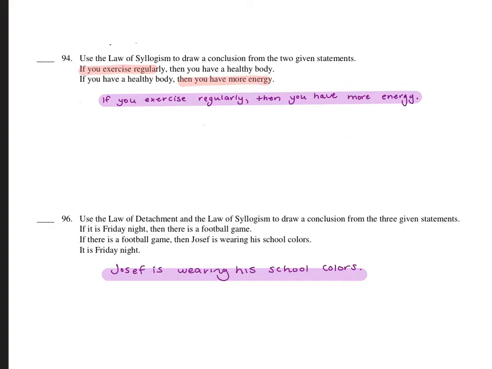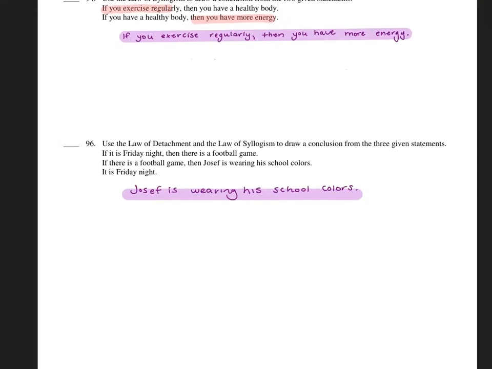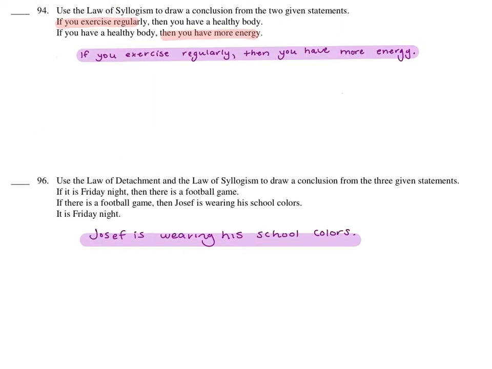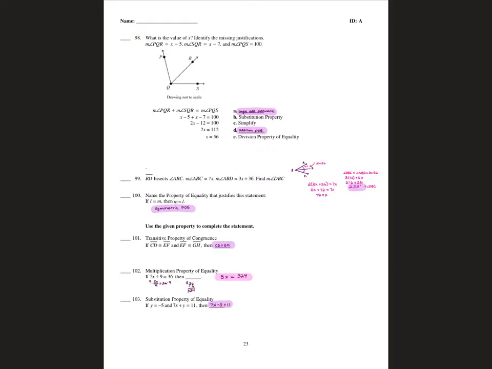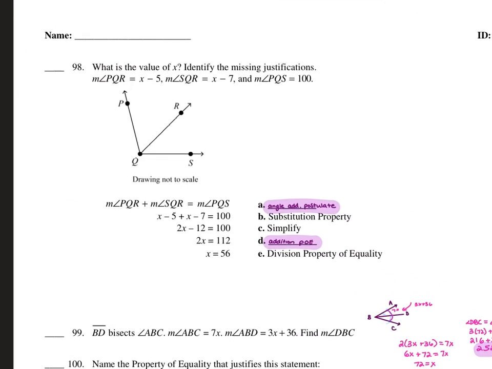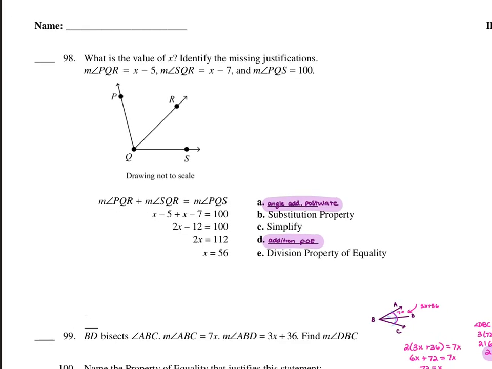If it's Friday night, then he's wearing his school colors. Questions on those? Okay, that was chapter 2, right? And then we got our justifications. So you'll see something like this where part of it's filled in, and then you'll see a complete open proof. So this one where you've got parts missing, this is angle addition postulate and an addition property of equality.